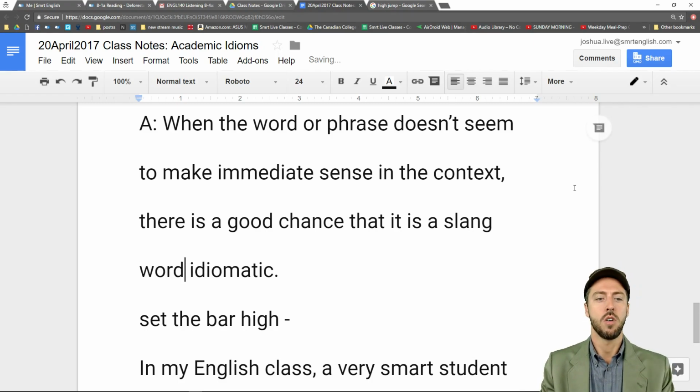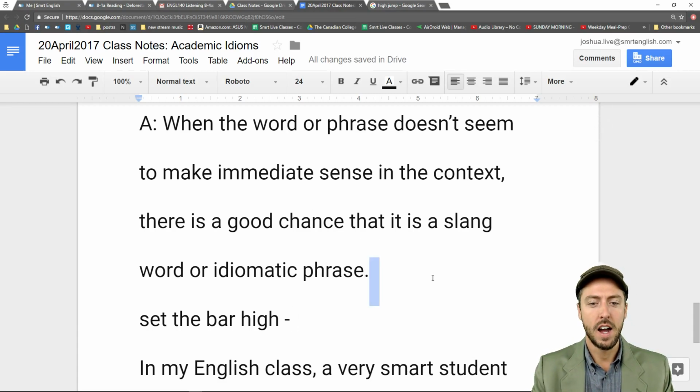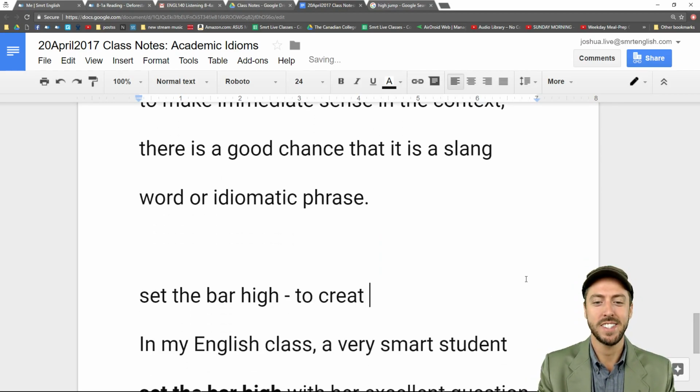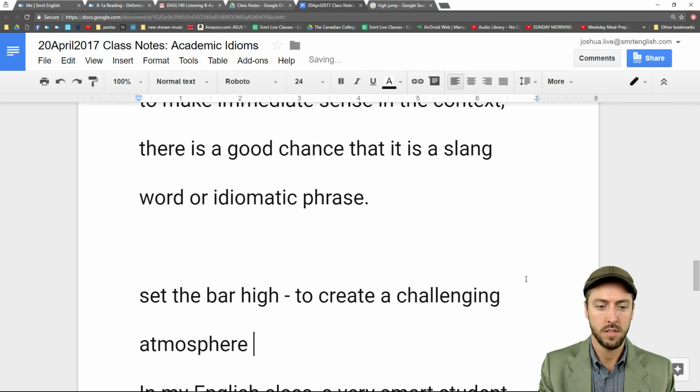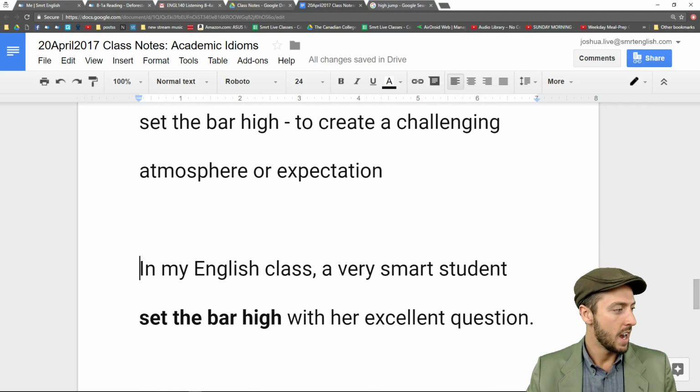A slang word or idiomatic phrase. Okay? So, set the bar high means to create a challenging atmosphere or expectation. Okay, that's how I would define set the bar high. To create a challenging atmosphere or expectation.